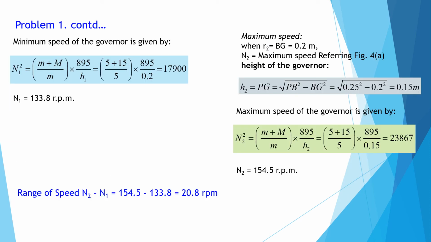Then we get the speed square. N1 square is equal to 17900. So N1 is equal to 133.8 revolutions per minute.